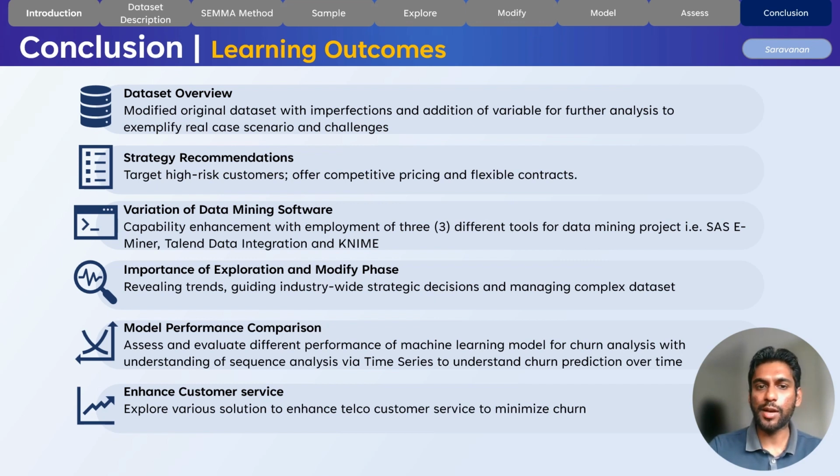The exploration and modification phase was crucial, enabling us to uncover trends that inform industry-wide strategy decisions and manage complex datasets effectively. Through the model performance comparison, we assessed and evaluated different machine learning models, paying particular attention to the time series analysis, which provided us with a deeper insight into how churn evolved over time. Finally, we considered how to enhance customer service, exploring various solutions to minimize churn and improve overall customer experience. Our project not only improved our analytic skills, but also positioned us to make a tangible impact on customer retention strategies.